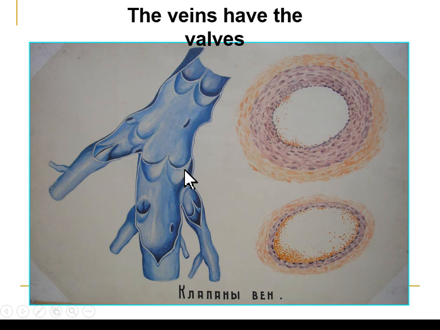This is a vein. The structure of the wall of the veins is like the structure of the arteries: inner endothelium, then a thin muscular layer, and adventitia. Now, this is the artery and this is the vein. The muscular layer of the vein is very thin compared with the muscular layer of the artery.